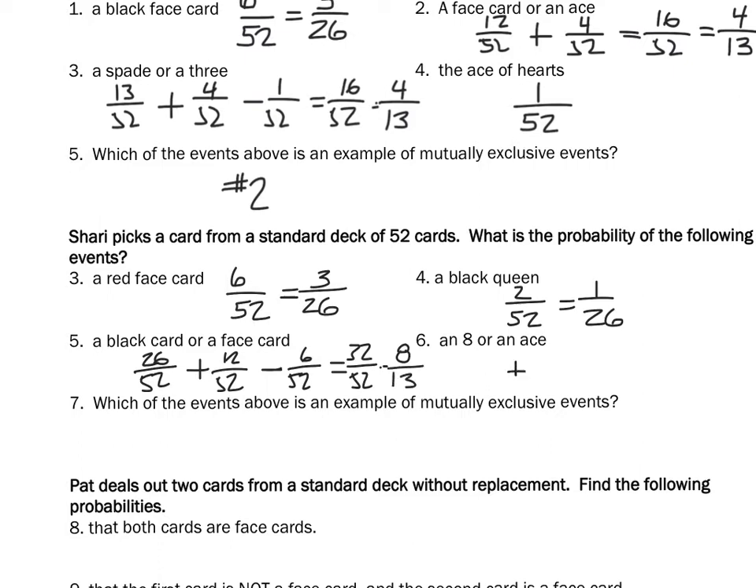An 8 or an ace, we're going to add these. We have 4 out of 52, 4 aces, 4 out of 52. There are none that are both, so I just add and then I reduce. And since there's no overlapping in the sets, this one is an example of mutually exclusive events.